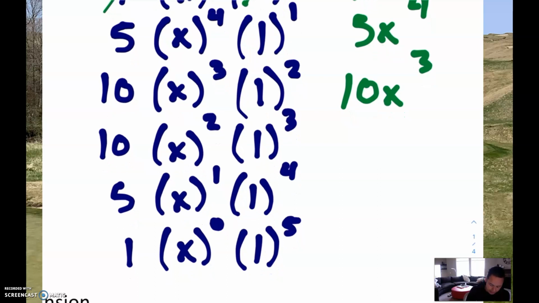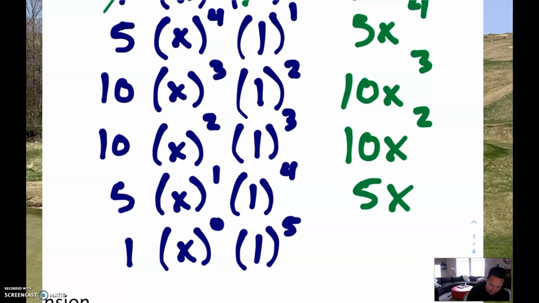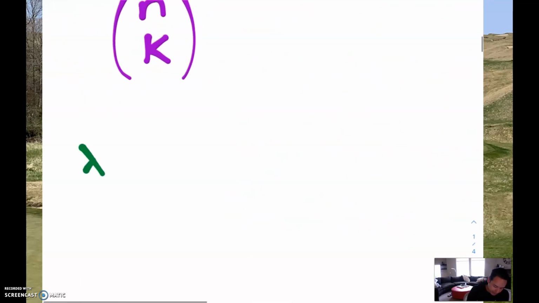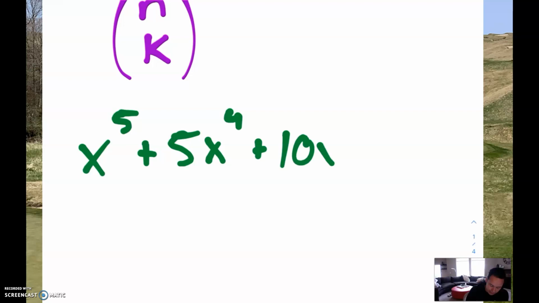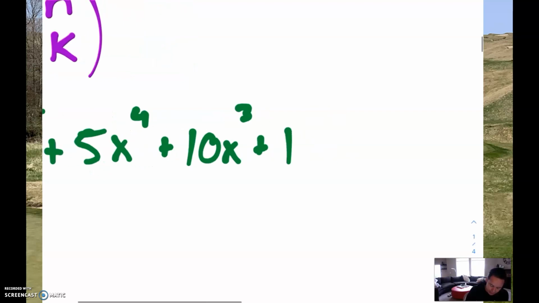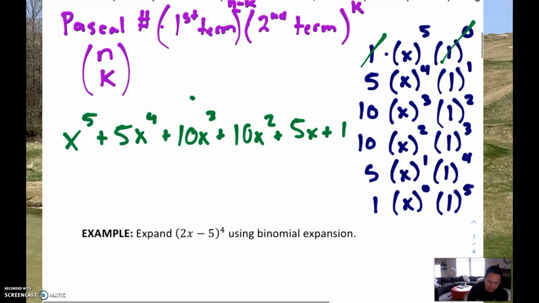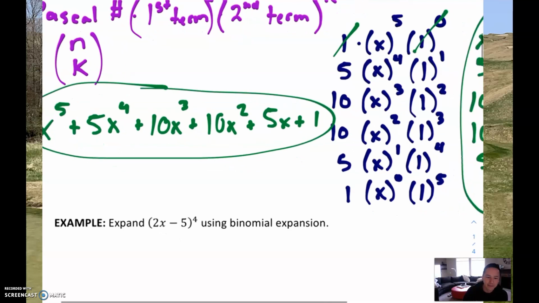And you could probably do the rest of these pretty quickly. This becomes 10x squared. This becomes 5x to the 1st, and this is a 1, this is a 1, this is a 1, so it's 1 times 1 times 1, which is just 1. So these would be all of your terms in the binomial expansion. Your final answer, you should just write it out as a polynomial. So it would become x to the 5th plus 5x to the 4th plus 10x cubed plus 10x squared plus 5x plus 1. And that is the final expanded answer.